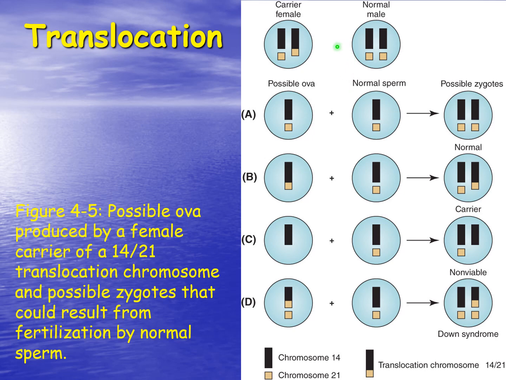Or we could have the 14-21 with a normal 21 and a normal male, and so what we wind up with is a normal 14, a normal 21, and a normal 21, so we have a pair of 21s. We have a pair of 14s, but that third of the triplet of 21 is now stuck on this 14-21 chromosome. And so if we look, we actually have 1, 2, 3, 4 chromosomes, but we have 1, 2, 3 copies of chromosome number 21. And this would be a translocation Down syndrome.